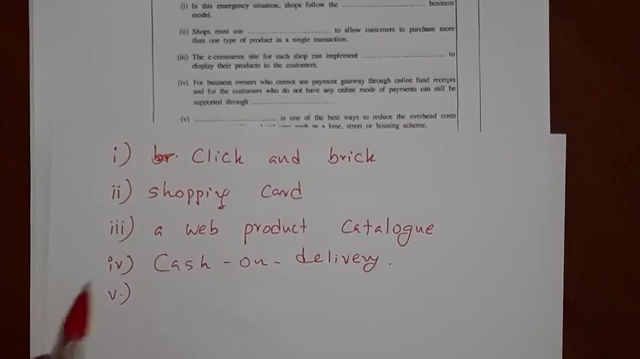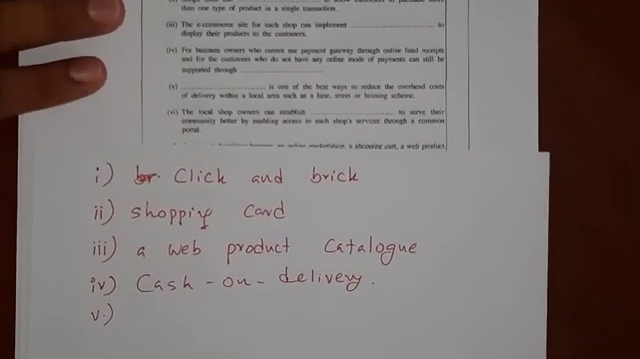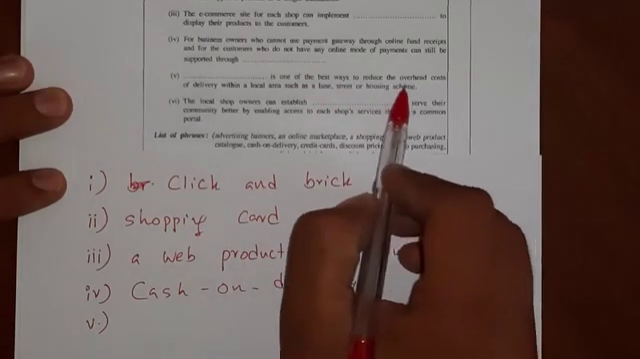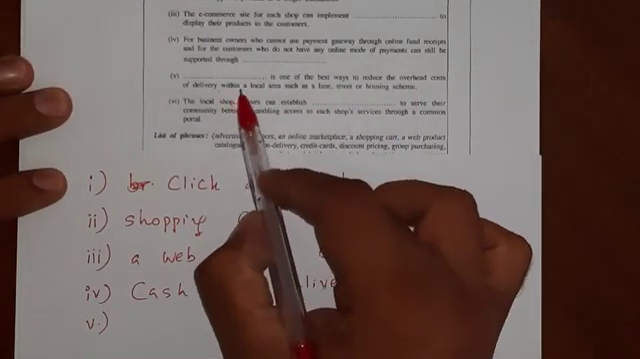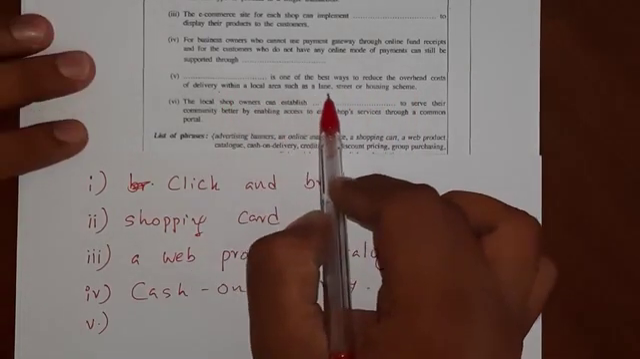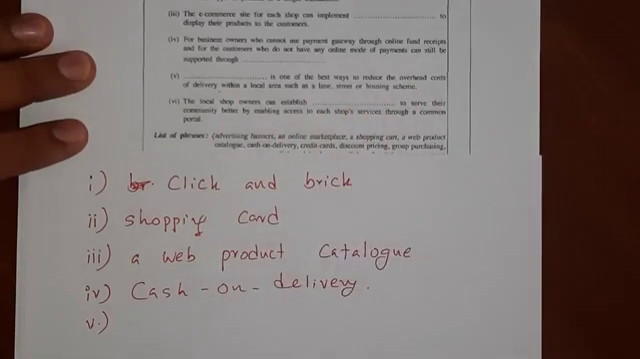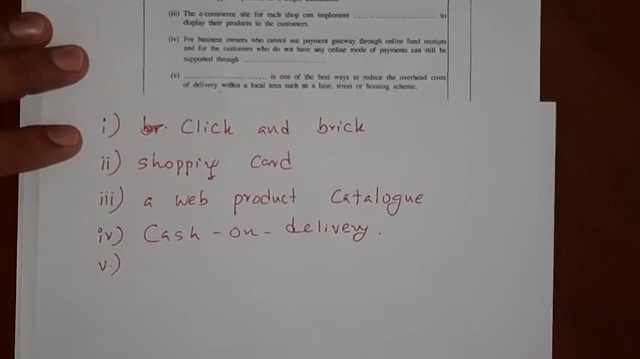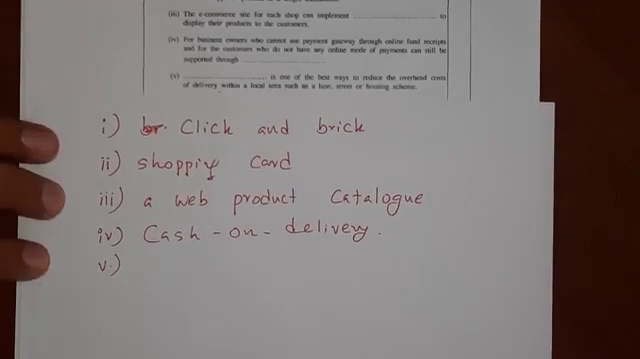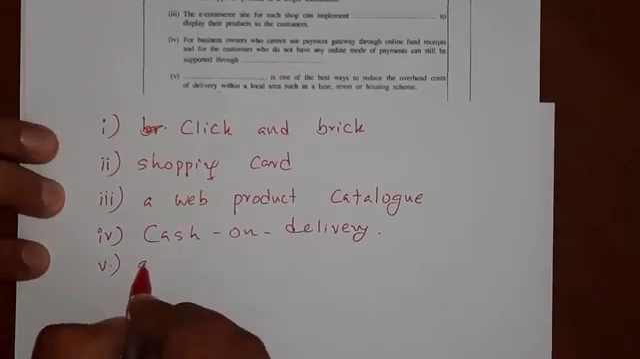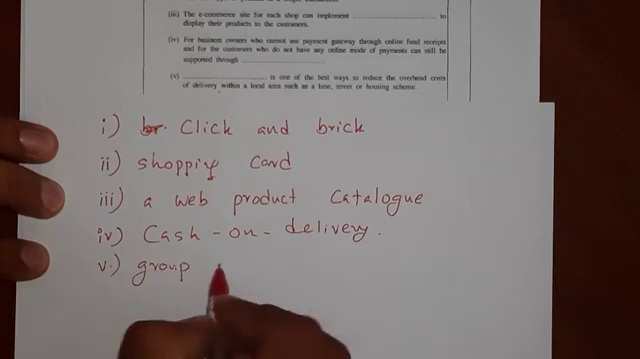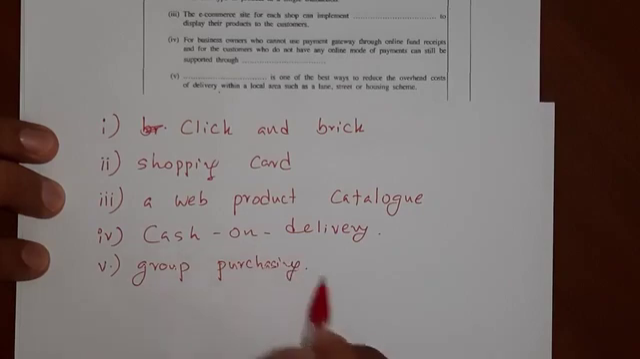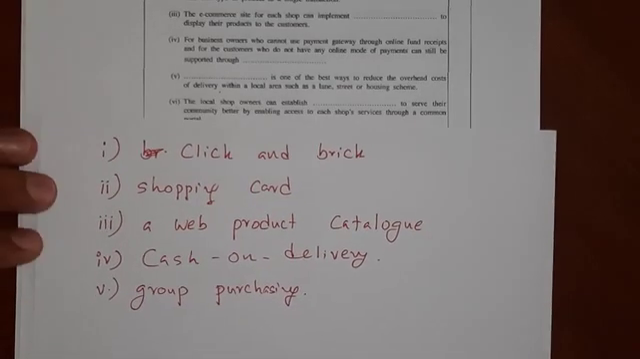5. Blank is one of the best ways to reduce the overhead costs of delivery within a local area such as a lane, street or housing scheme. Group purchasing. You can purchase the goods as a group, so you can get high discounts.